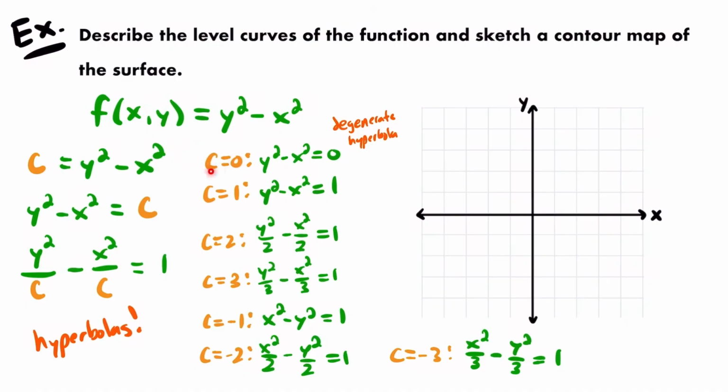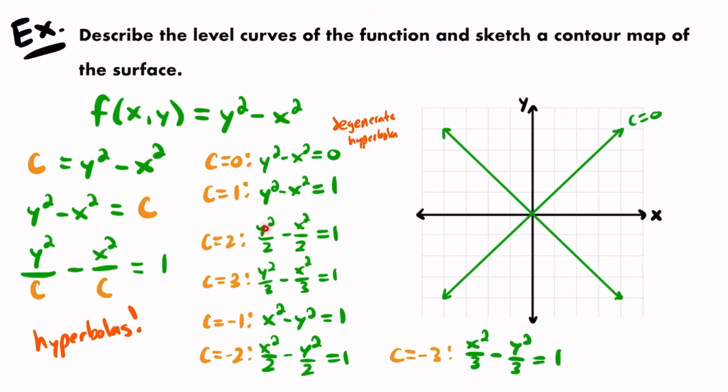And so let's start with c equals 0. As I already mentioned earlier, that is a degenerate hyperbola, which in this case will just be represented by two lines, y equals x and y equals -x. So let's graph those here. This will be y equals x and y equals -x. And so that right there is our level curve for c equals 0.